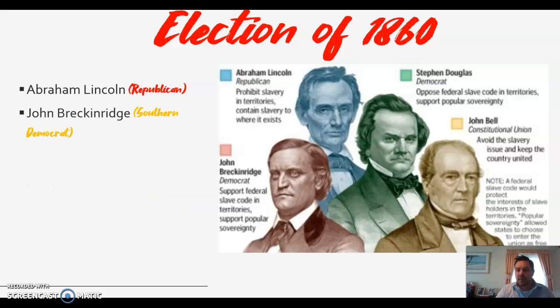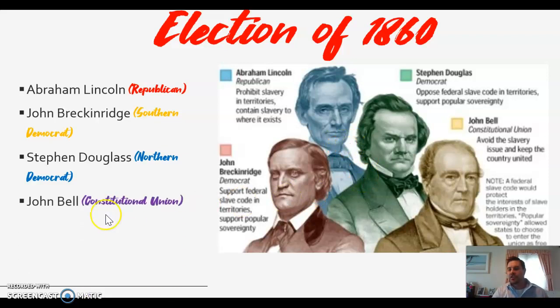Democrats actually split their party. John Breckinridge will be a Democrat that runs for the Southern Democrats. Stephen Douglas, the same guy that Lincoln was debating against in the election for senator in Illinois, will run as a Northern Democrat. And then John Bell runs as a Constitutional Unionist. So there are actually four candidates that run for the election of 1860.